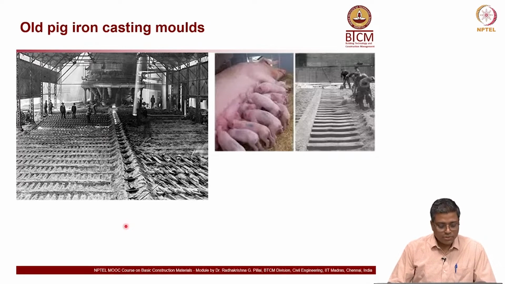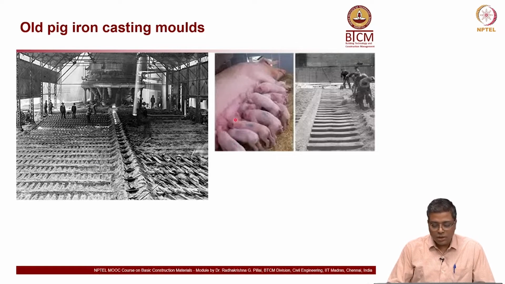You can see on the left side. And first, let us see why it is called pig iron. It is because the shape of these pig iron pieces, or this mold area, they kind of look like baby piglets being breastfed. You can see the picture here.